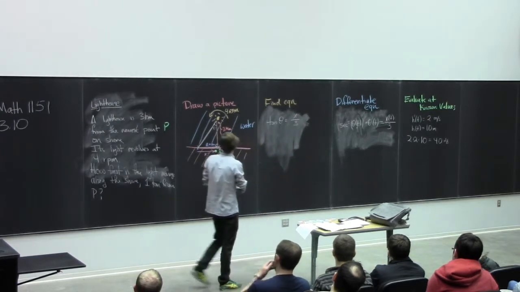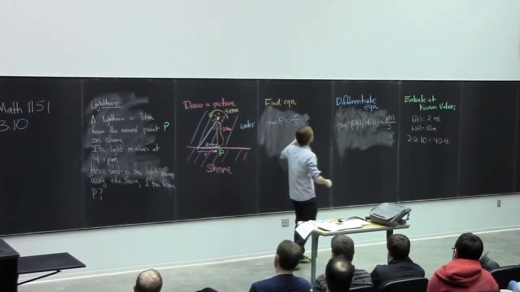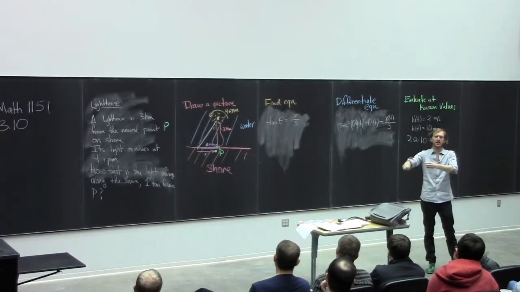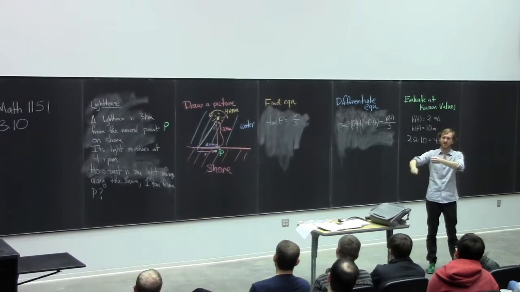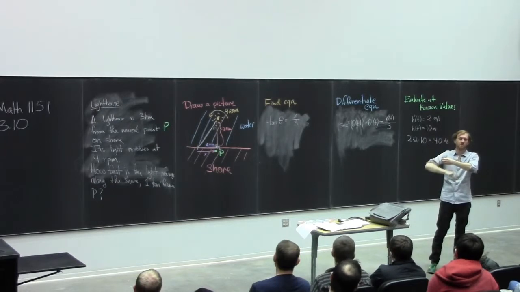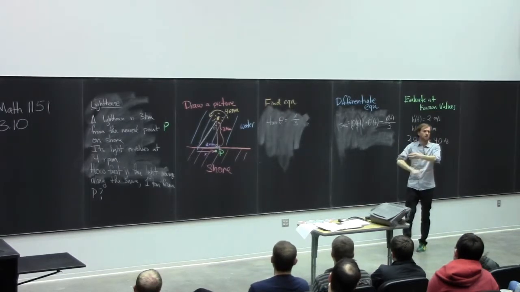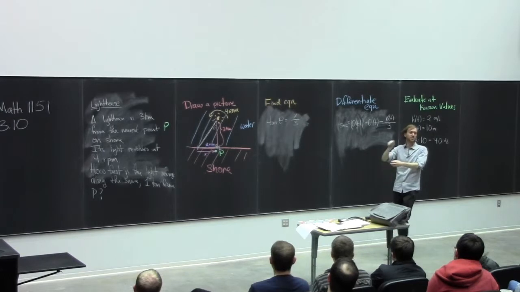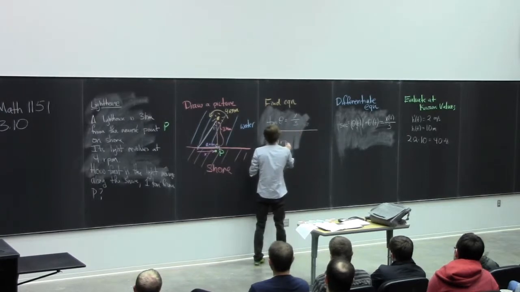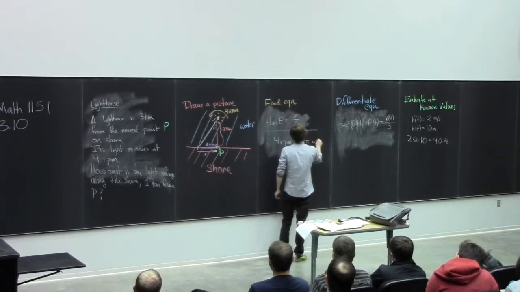So now, can you tell me the rate? Can you tell me theta prime of t, if it goes around 4 revolutions per minute? 4 rotations per minute. So one rotation is how many radians? 2 pi. So 4 rotations per minute is equal to 8 pi radians per minute.